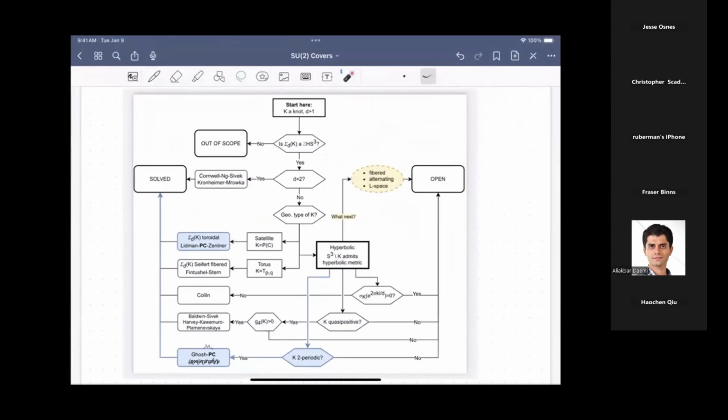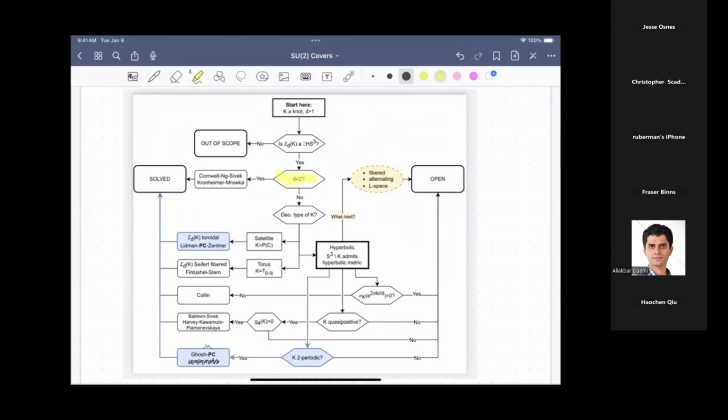Okay, so here's the idea. The question is, if I have a knot and a degree for a cover, and if the branched cover is not an integer homology sphere, I'm going to ignore it. And then this is one of the main results that I'm going to use.